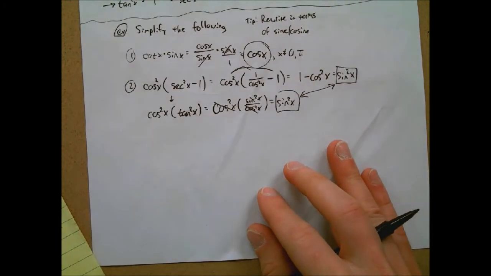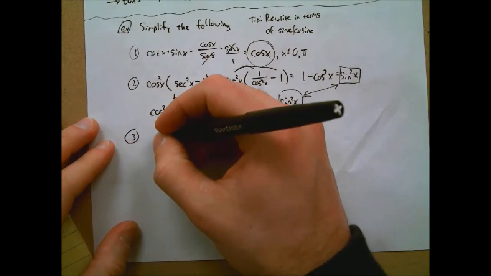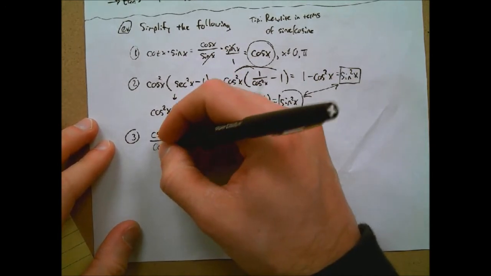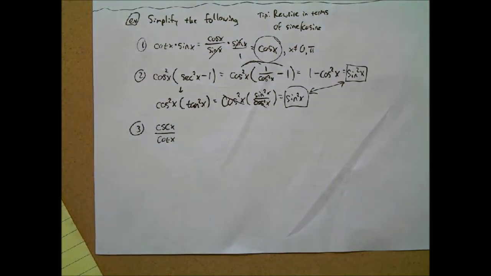Let's do one more here, and then I'll show you the verifications. Let's simplify cosecant of x over cotangent of x. Okay? So, should we use the Pythagorean identity here? Probably not, because there's no squares. So instead, let's fall back on our old strategy of rewriting things in terms of sine and cosine.